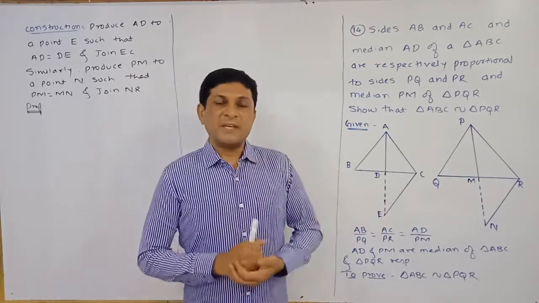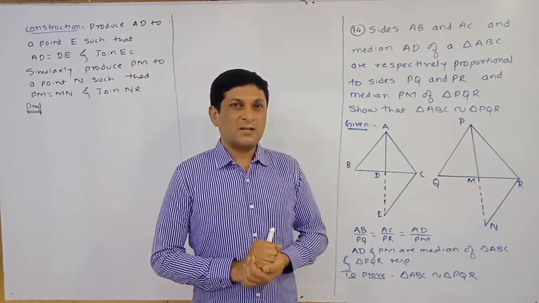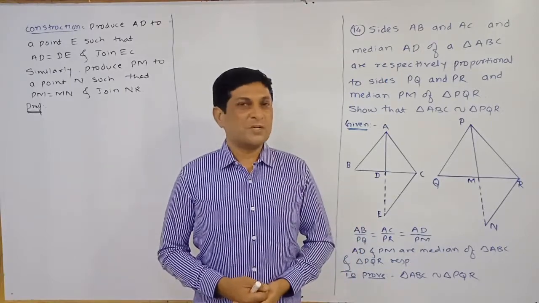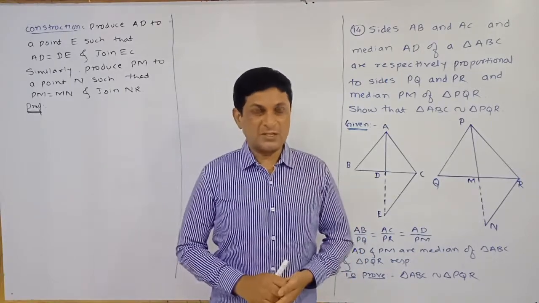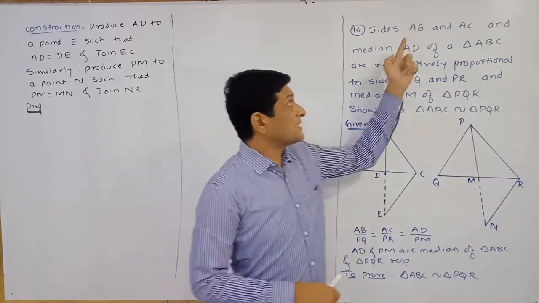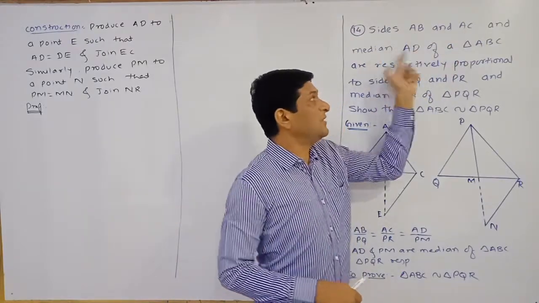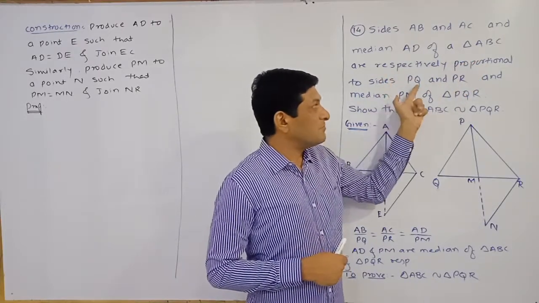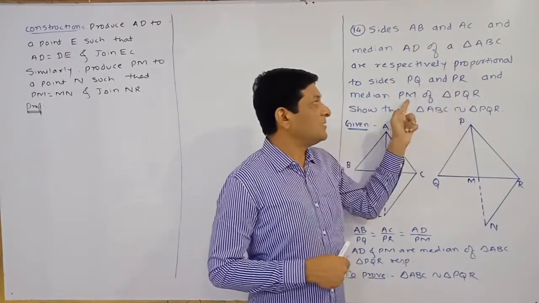So now we are solving example number 14. Example number 14 is very similar to example number 12 if you observe the given conditions. What is the given condition here? Sides AB, AC and the median AD of triangle ABC are proportional to sides PQ, PR and the median PM of triangle PQR.